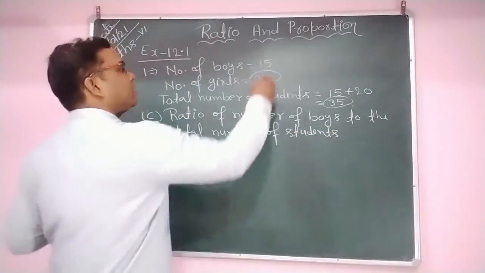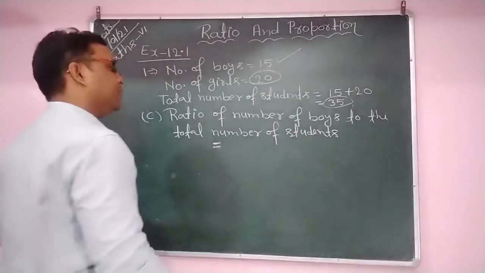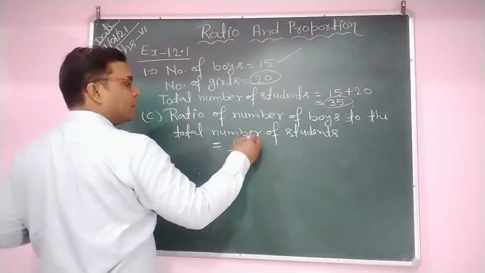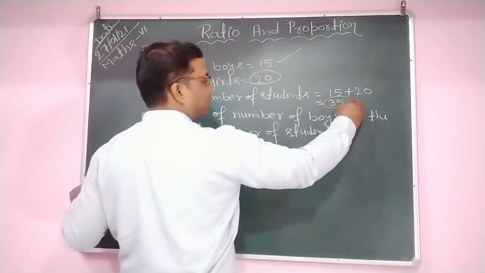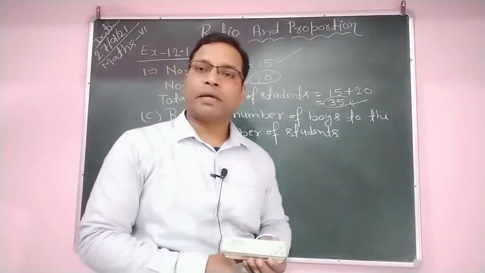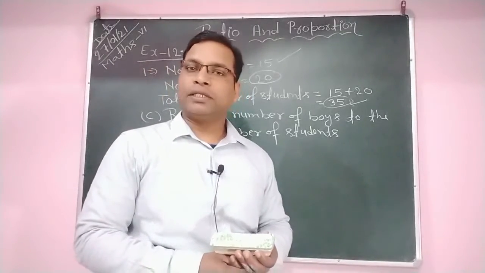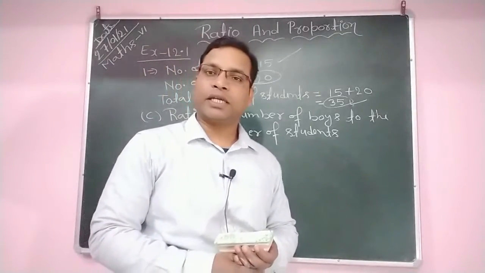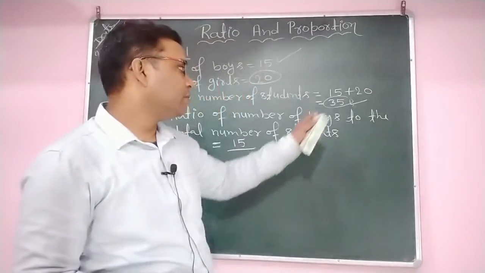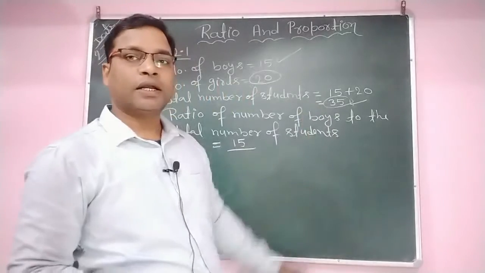Total number of boys is given here, 15. So you can write here 15 by the total number of students, which we found here as 35, because here we add the number of boys and number of girls in the class. Then we find the total number of students in the class. This is equal to 20 plus 15. This is equal to 35. This is the number of total students in the class.